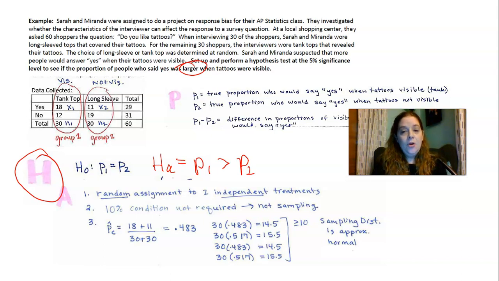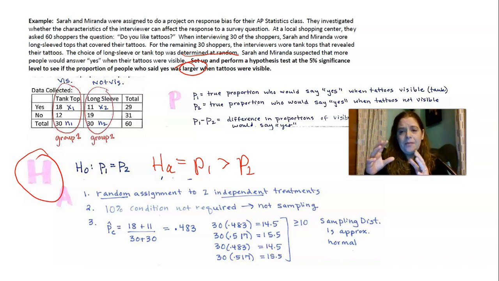Okay, so when we check this, remember we have to check those conditions for inference, which are random, 10%, approximately normal. So is this random assignment to two independent treatments because we're in an experiment? Yes, and we can tell that because it says in the problem prompt that this is determined at random. Since we are not taking a sample, we don't have to worry about the 10% condition. What you want to look out for with this 10% condition is, remember, if you're sampling from a large population, you want to make sure you don't oversample from that population, because when you do, it really affects the standard deviation calculation accuracy, which some of our numbers are based on. That's one of the things we need for independence.